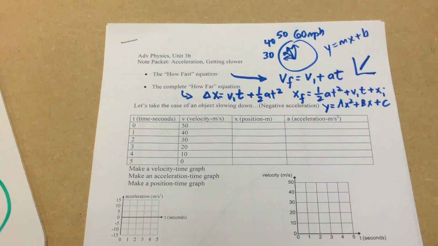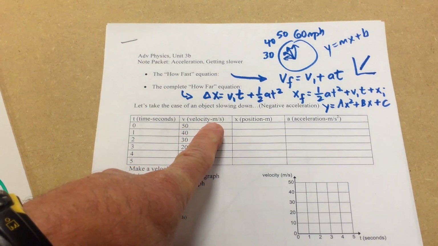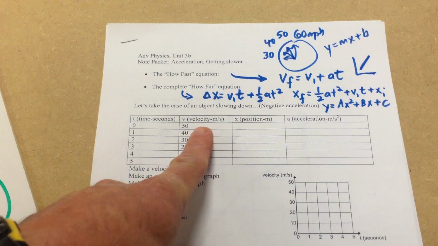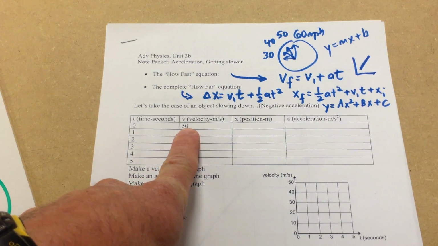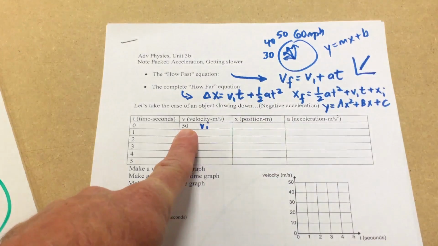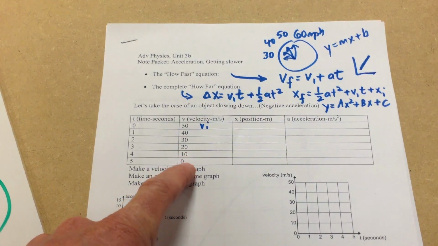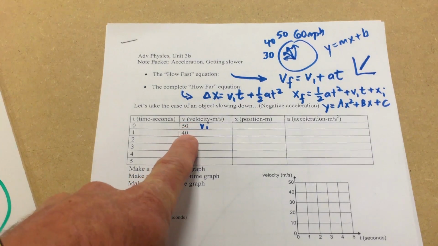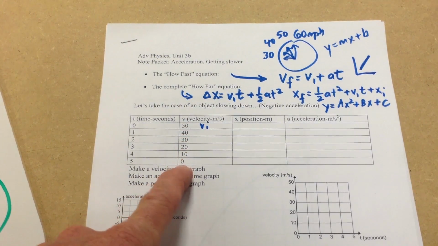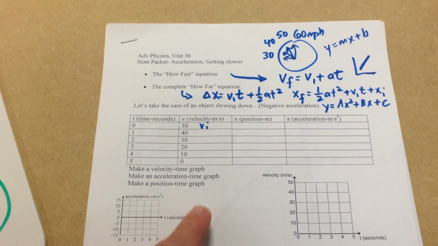So let's say we have a car or an object that's slowing down. In this case we're dealing with meters per second, but it could be miles per hour. Let's say the car has an initial speed of 50. That would be our VI, and that speed is dropping by 10 units every second. So in 5 seconds we go from 50 to 40 to 30 to 20 to 10, and then finally the car is not moving at the 5th second.